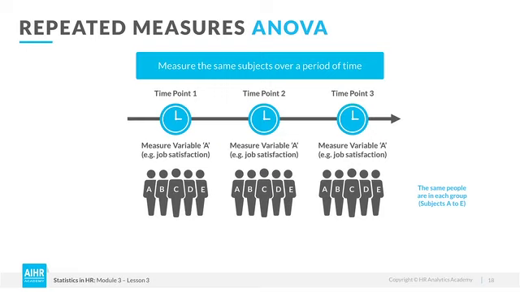For example, you could use a repeated measures ANOVA when you want to see the effectiveness of a performance review change on job satisfaction. Whereas before, you had performance reviews once a year, now you have them once a month. The independent variable here is time, whereas the dependent variable is job satisfaction.